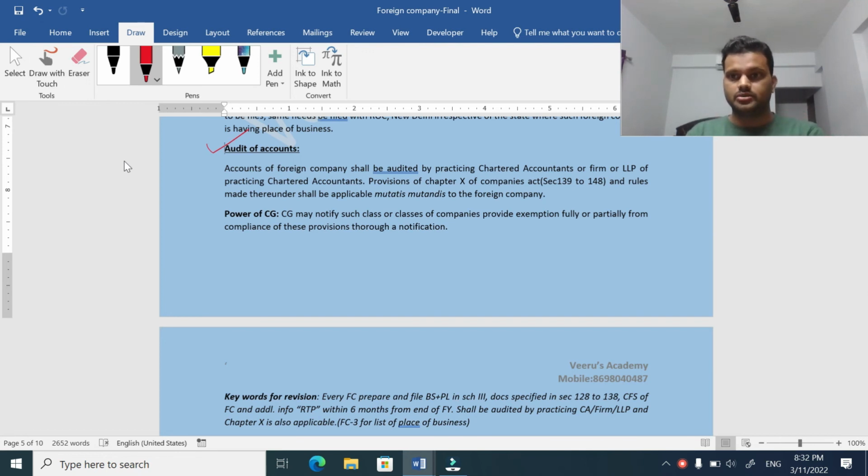Audit of accounts. Who needs to do the audit for Indian companies? It is chartered accountants, or a practicing firm of chartered accountants, or an LLP. LLP can do the audit. Similarly, for a foreign company also, the same people, a practicing chartered accountant or a firm or LLP of practicing chartered accountants, need to do the audit. Chapter 10 related to audit of accounts, sections 139 to 148, is equally applicable to the foreign company as well, with some changes or modifications wherever necessary. And the central government has the power to give some relaxation through a notification for any class or classes of foreign companies.